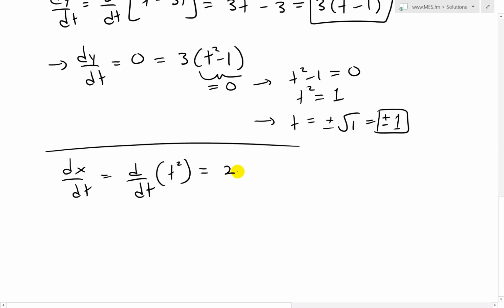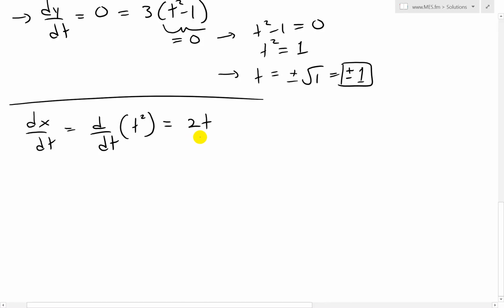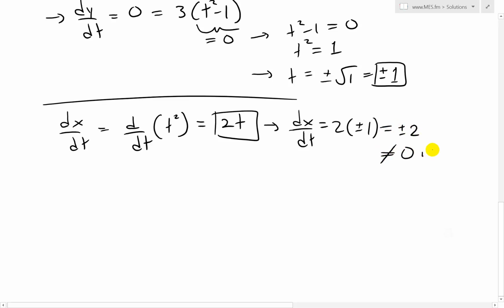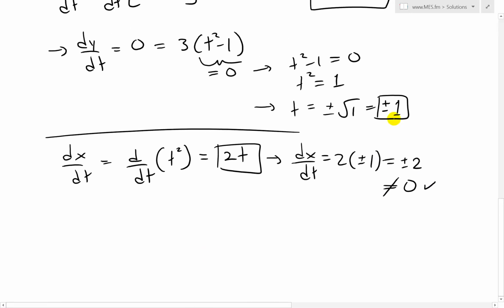The derivative is just 2t. Now if we plug in plus or minus 1, we get dx over dt equals 2 times plus or minus 1, which equals plus or minus 2, which is not equal to 0.